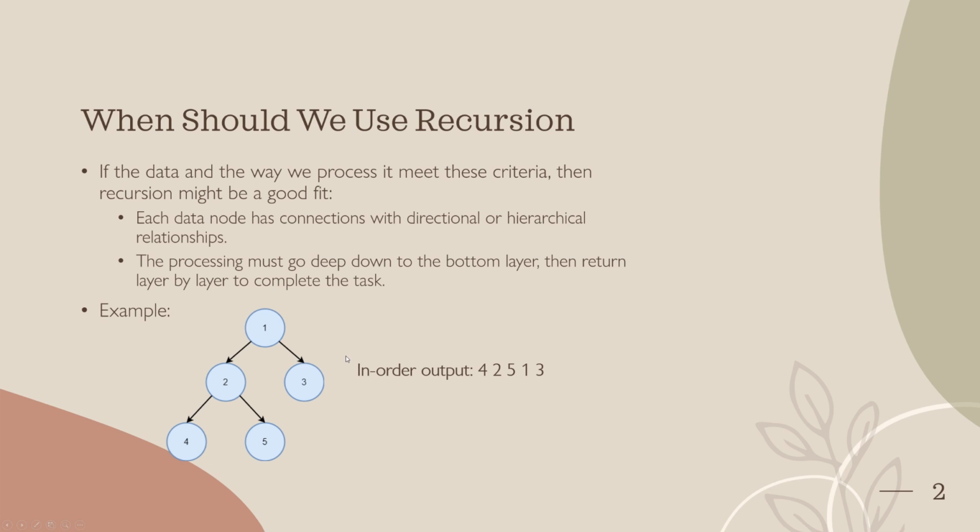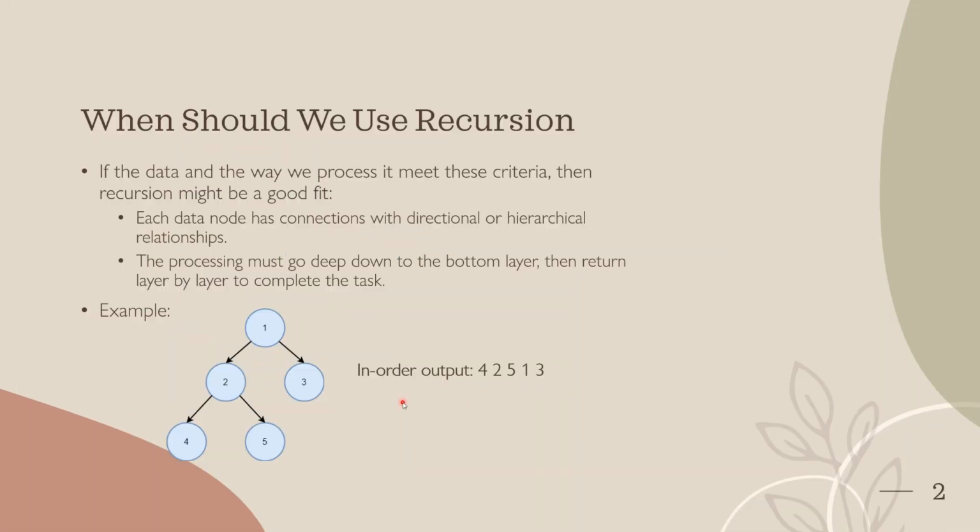Okay, let's take a look at an example. This diagram shows a binary tree, a structure often discussed in data structures. Each node can have up to two child nodes, one on the left and another one on the right. Okay? Now, suppose we want to traverse this tree using in-order traversal. How should we do that?